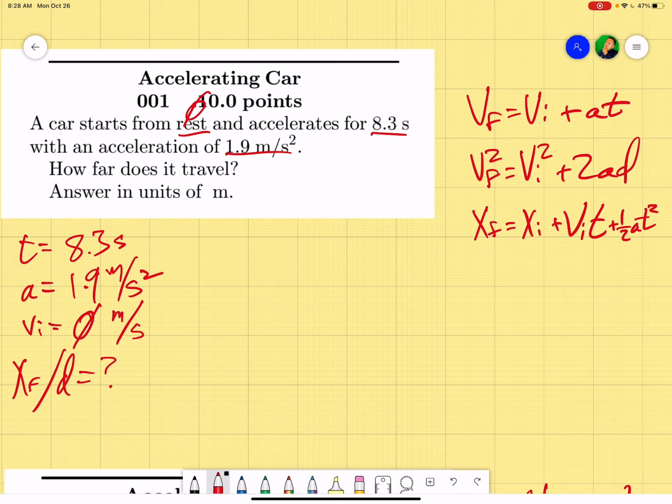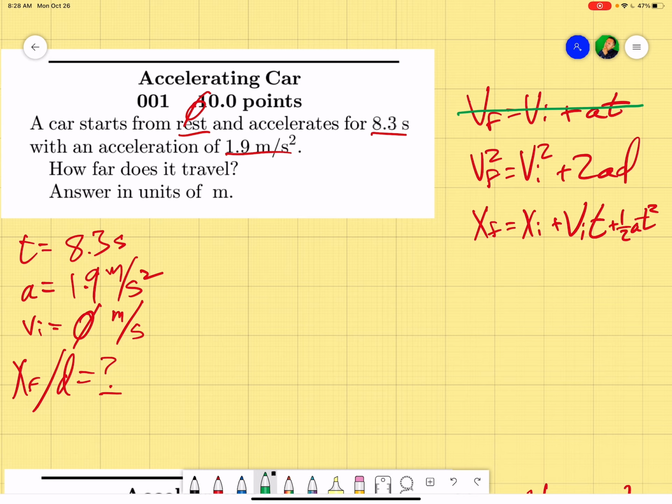Okay, so now we're going to ask ourselves two questions to eliminate the other two equations. The first question I ask is, do I see a how far, an xf/d in my list of givens? And even though this is a question mark, that counts. An unknown is something that we count to pick the right equation. So the answer is yes. This top equation has nothing to do with how far. There's no xf or d in it, so we can cross that out.